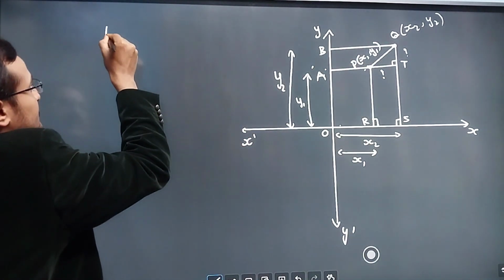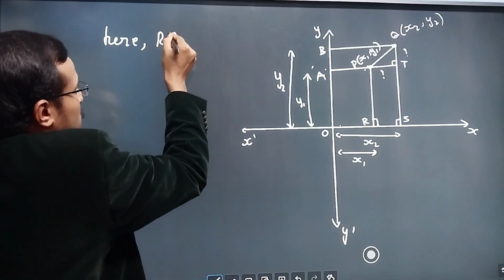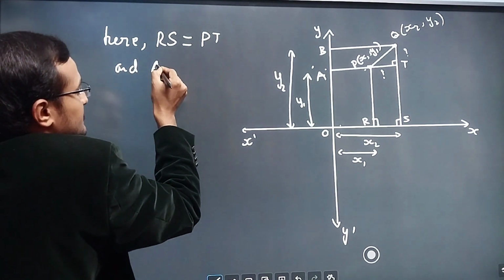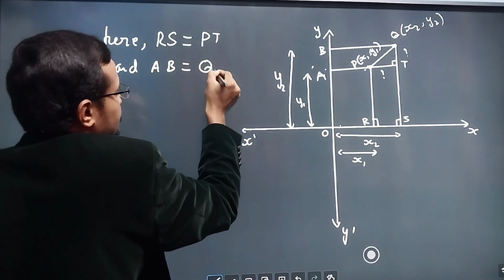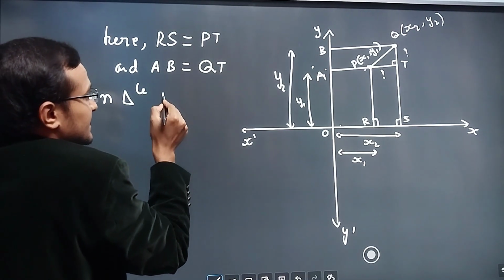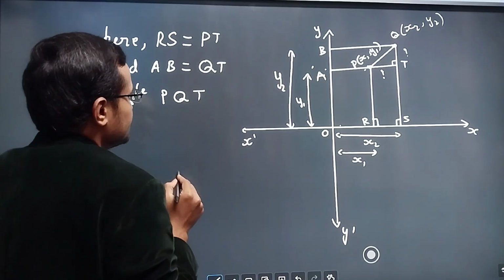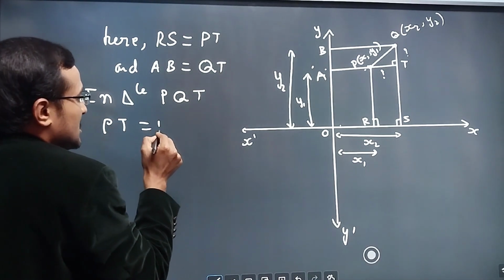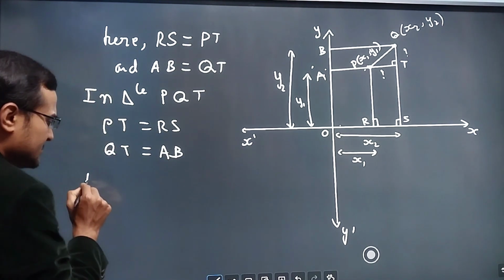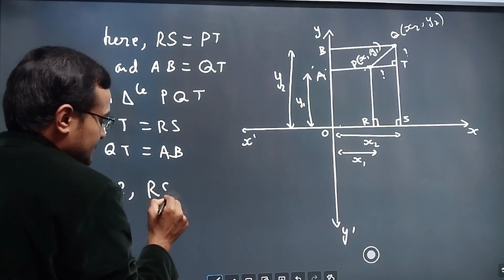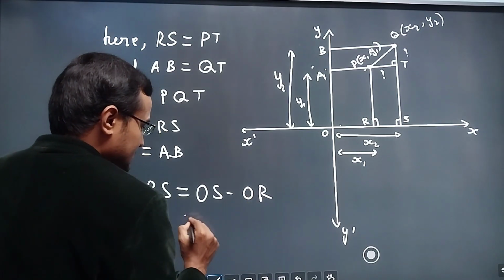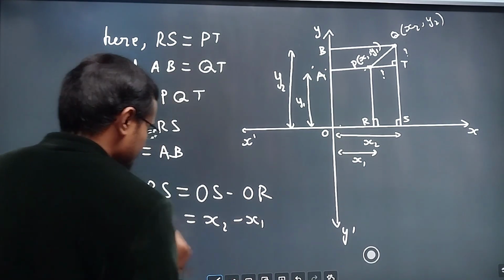So here RS is equal to PT and AB is equal to QT. So in right angled triangle PQT, PT is equal to RS, QT is equal to AB. Here RS is equal to OS minus OR. So OS minus OR, that is nothing but x2 minus x1.